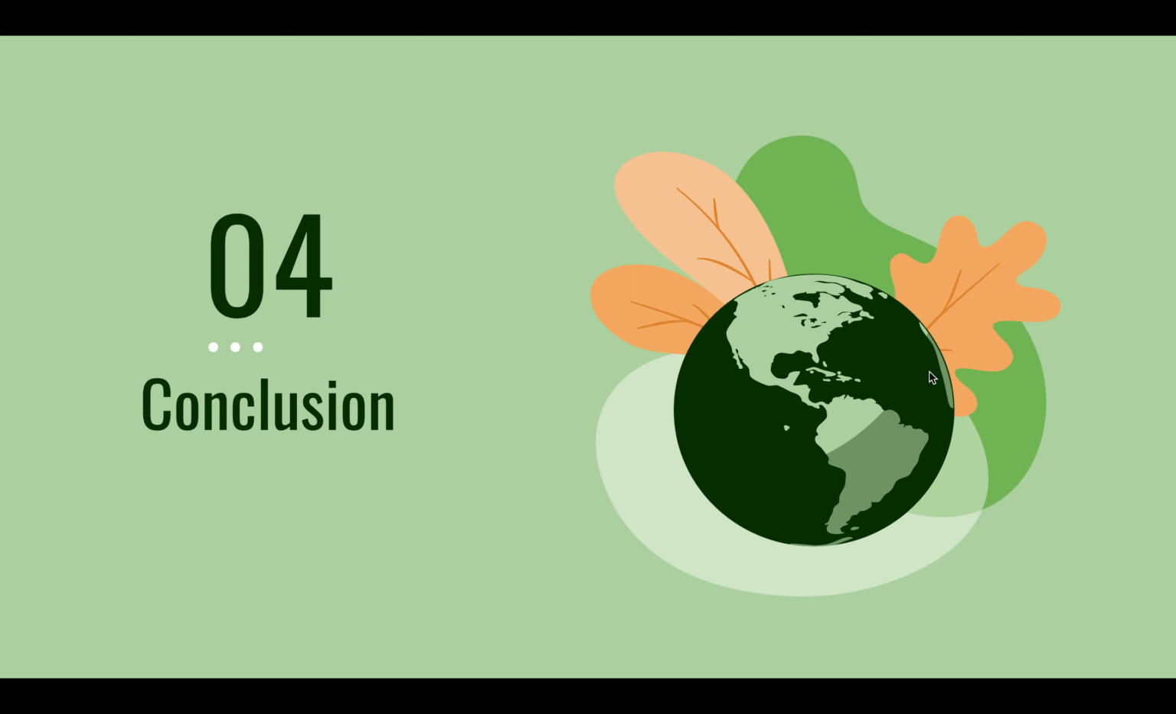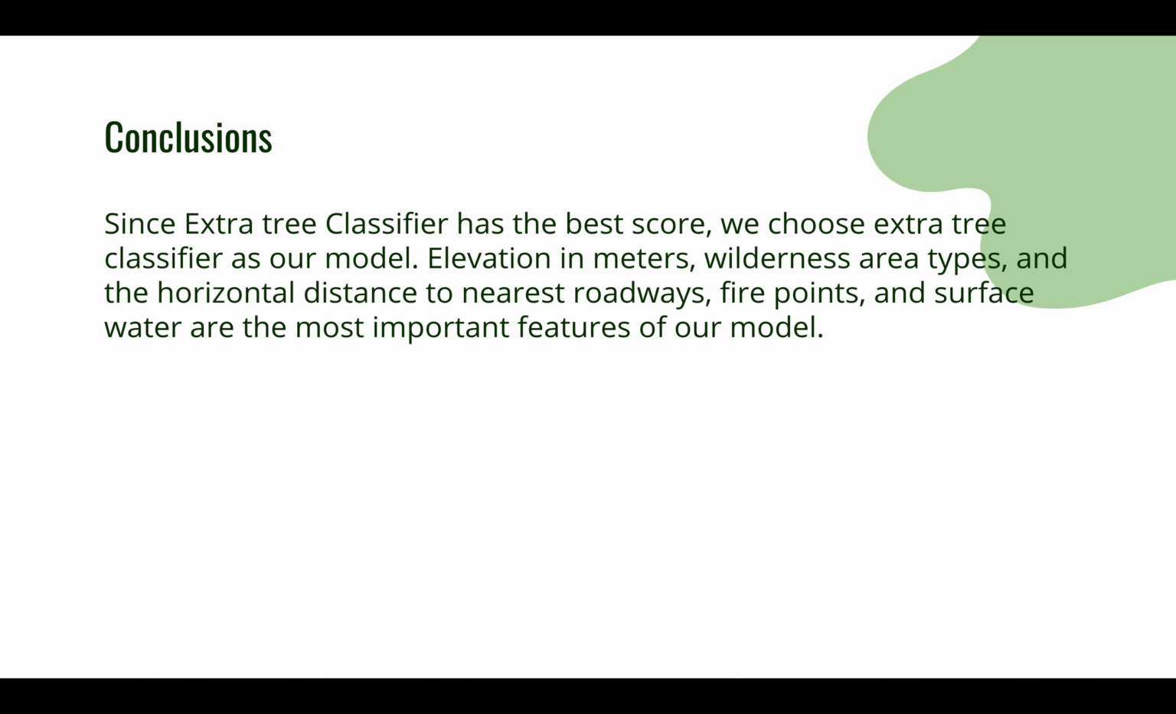Now, let's move on to the conclusion part. Based on the previous steps, we already picked out the best model, which is the extra trees classifier, as this one has the best score. What's more, we found that elevation in meters, wilderness area type, the horizontal distance to the nearest roadway, fire point, and surface water are also the most important features in our model.